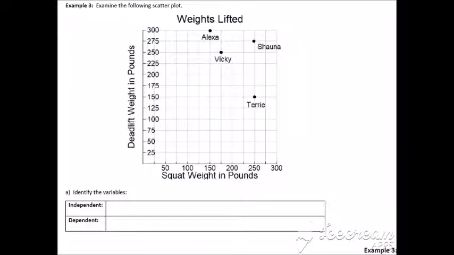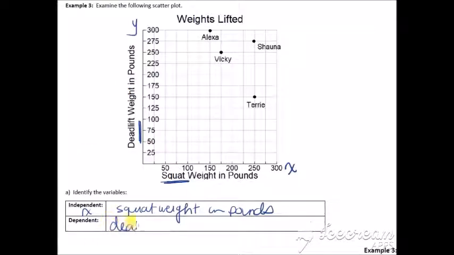Okay, examine the following scatter plot. So we have weights lifted and then like 4 people's squat weight and then deadlift weight, okay, in pounds. So we're going to identify the variables, okay? So let's just call this X and Y. So the X variable is always the independent. So let's just say squat weight in pounds. Okay, and then the Y variable, the dependent variable, is always going to go up the side. Okay, and then that's their deadlift weight in pounds.